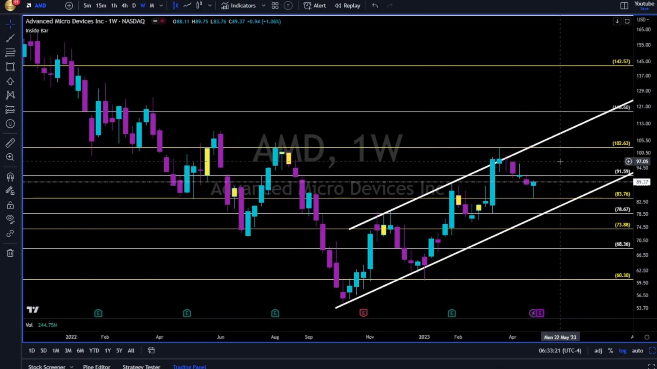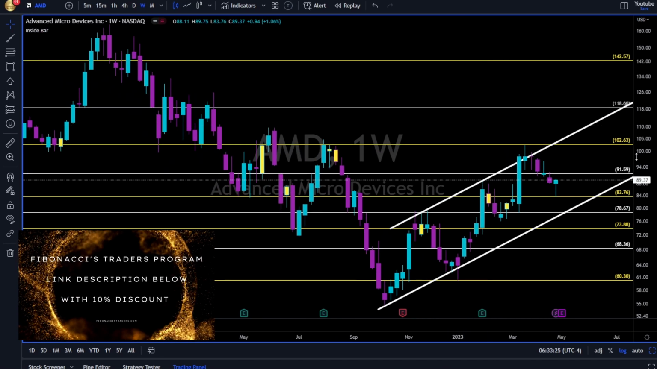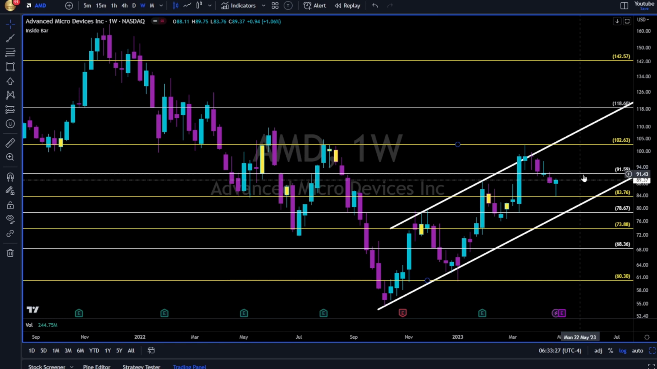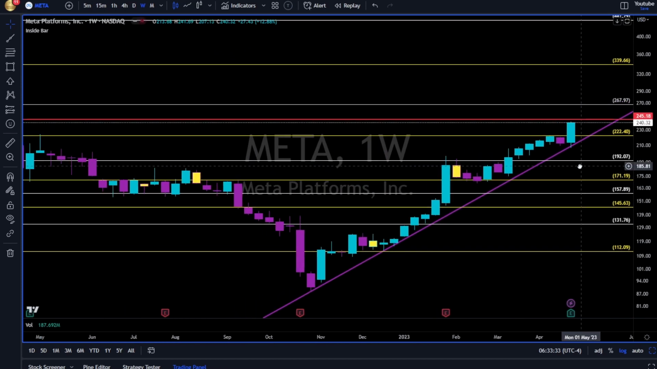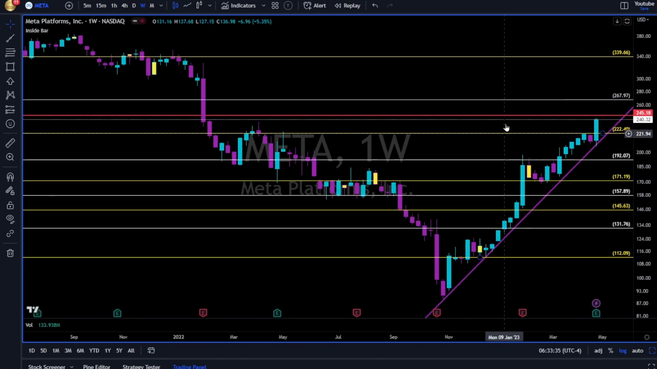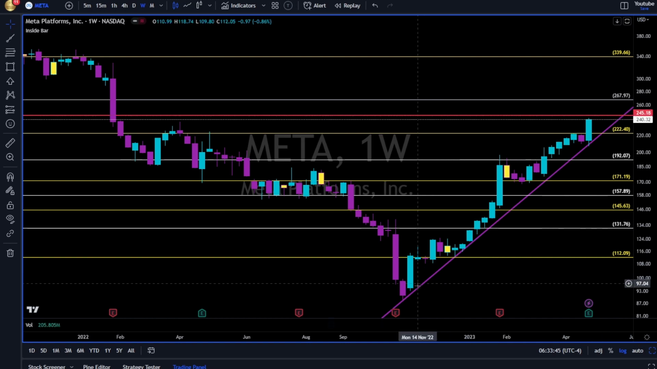This is all we have to do, and all we have to identify is the trend lines, Fibonacci levels, to manage our risk. Because as traders, the only thing we have full control of is our risk management. Nothing more, nothing less.